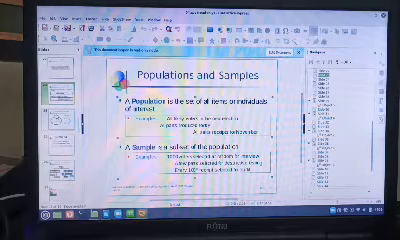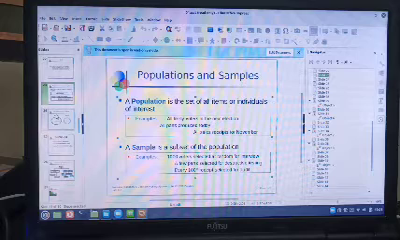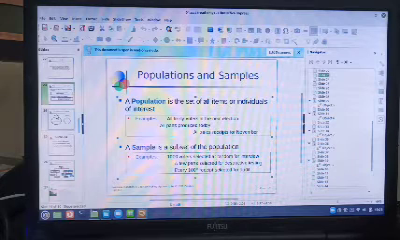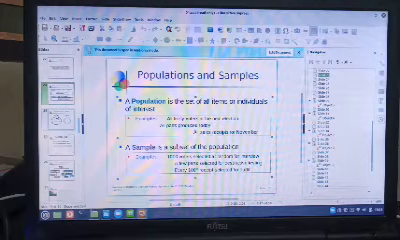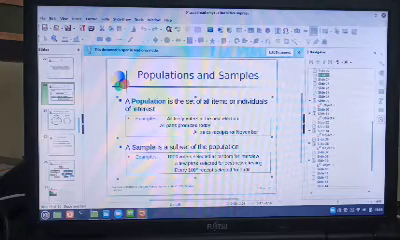A population is the set of all items or individuals of interest. Example would be all likely voters in an election. In the Philippines, I think there are approximately 70 million voters. And the voting population will be that, 70 million. Another would be all parts produced in a certain day.